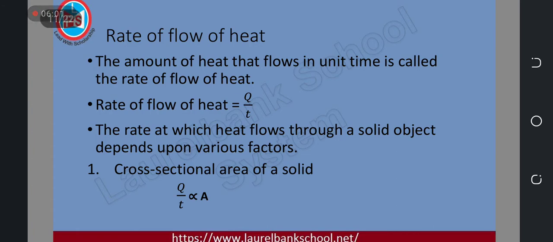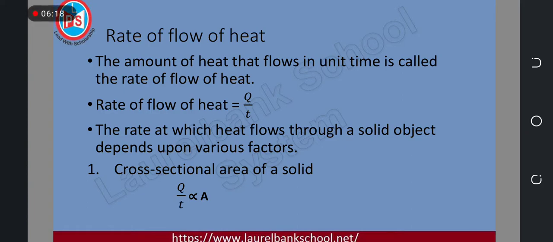Now come towards the next topic, that is the rate of flow of heat. I am going to tell you what is meant by rate of flow of heat. Then after that we will discuss the topic of thermal conductivity.